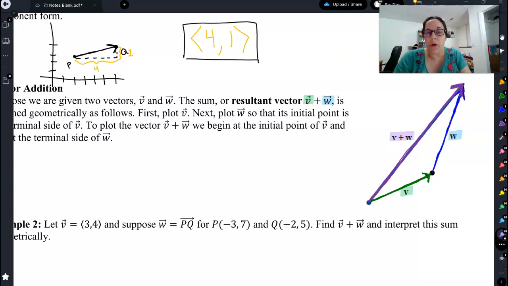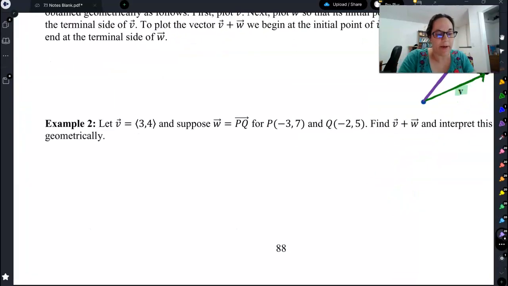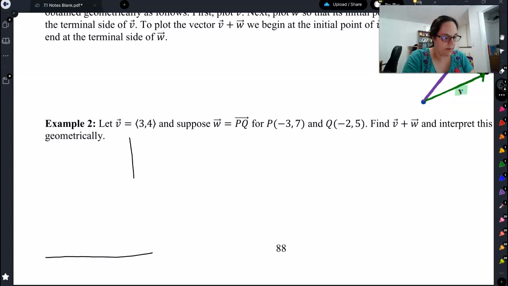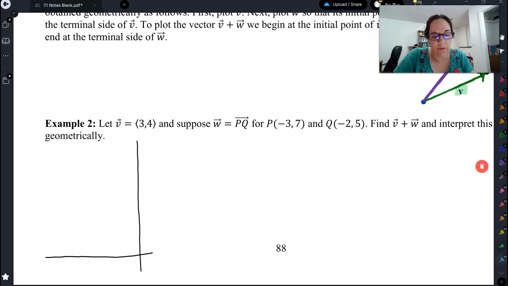So now that we know geometrically how this works, let's try it. We have two vectors here. We have vector V, which is 3, 4. And then I have vector W, which is a little more specific. It has a starting point and an ending point. So let's do vector W first, since it specifically starts at -3.